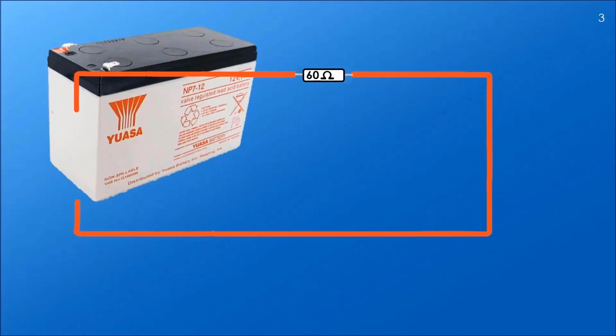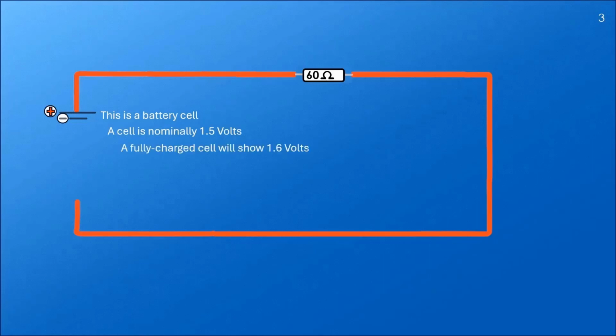What we are about to do is replace the battery picture with a battery symbol. This one. Here is a battery cell, a single battery cell. It has a positive plate and a negative plate. A cell is nominally 1.5 volts. A fully charged cell will show 1.6. A cell in poor condition, 1.2.